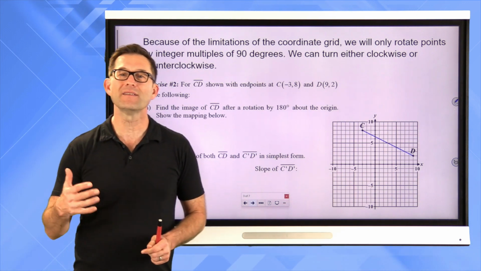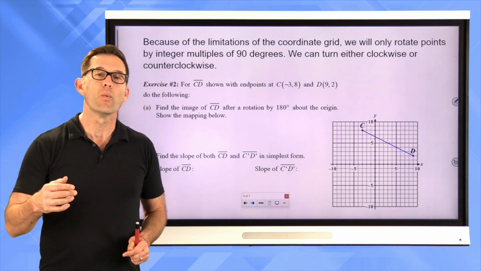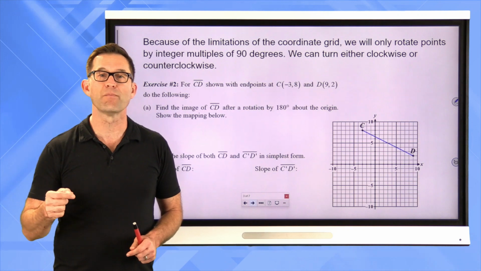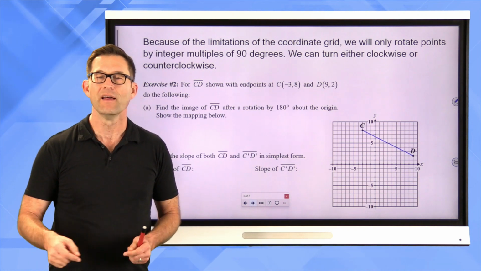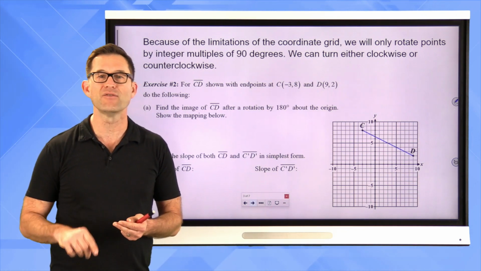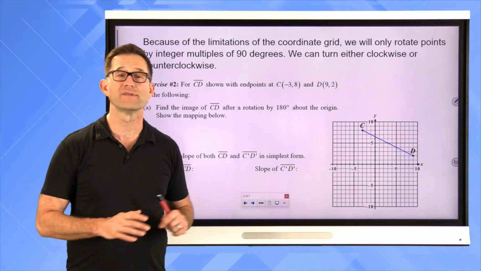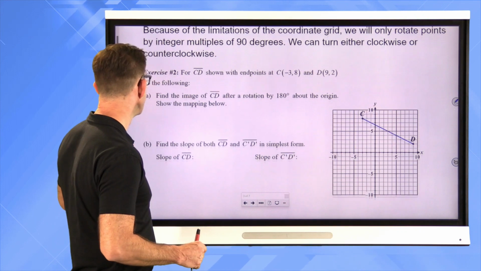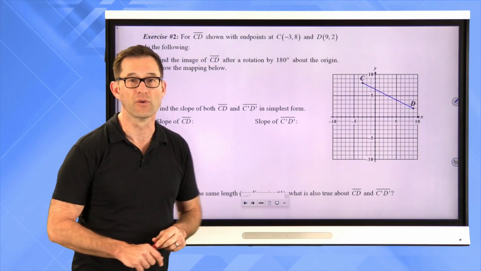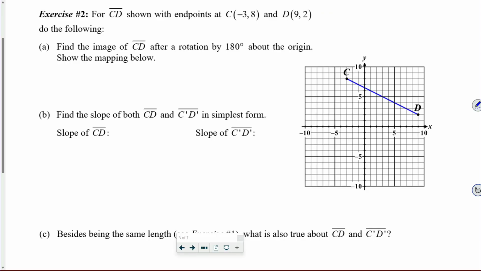Now, because of the limitations of the coordinate grid, we will only rotate points by integer multiples of 90. So 90, 180, 270 in either direction. We can turn clockwise or counterclockwise. So let's take a look at exercise number 2. For segment CD shown with endpoints at C (-3, 8) and D (9, 2), do the following.